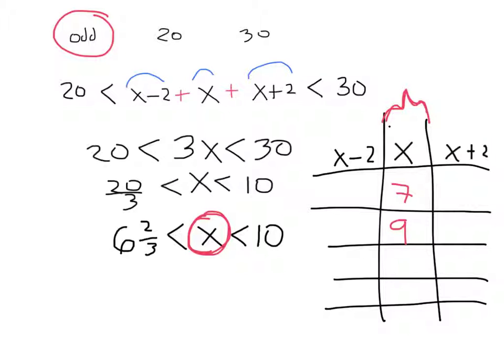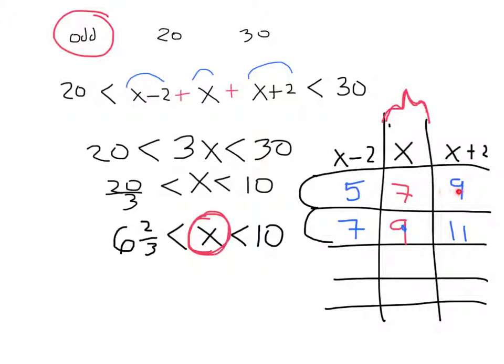And then the rest is pretty easy to fill out, you know. 7 plus 2, 9. 7 minus 2, 5. Okay, we have this 9 here, right here. 9 plus 2, 11. 9 minus 2, 7. So these right here are the sets of numbers that when you add them up, the sum would be between 20 and 30. If you were to add these up, the sum would be between 20 and 30.